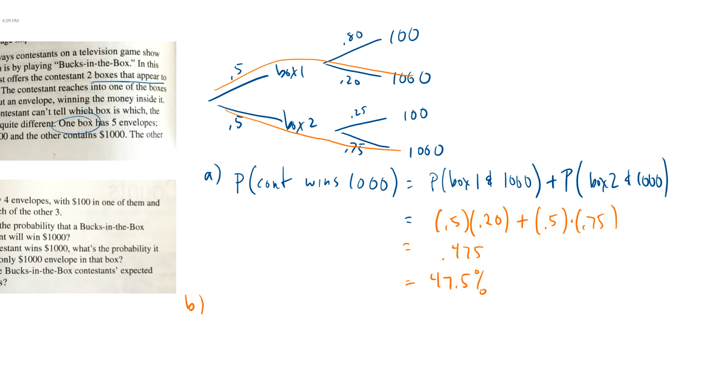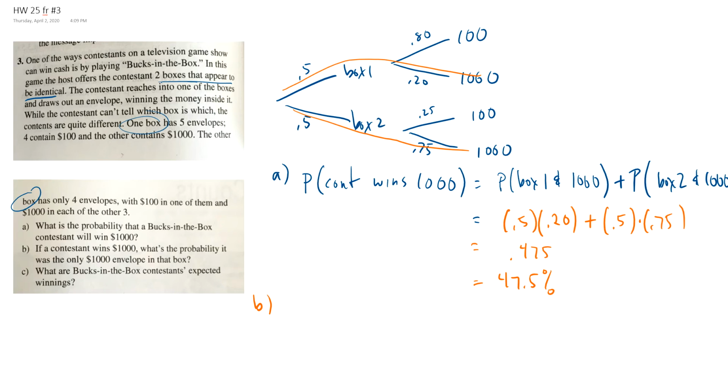B. If a contestant wins $1,000, what's the probability that it was the only $1,000 envelope in the box? So what's the probability that they win $1,000, and what's the probability that was the only one in the box? That means they picked box 1, given they won $1,000, right? Given that they won $1,000, what's the probability it was the only one in the box? That means they picked box 1.